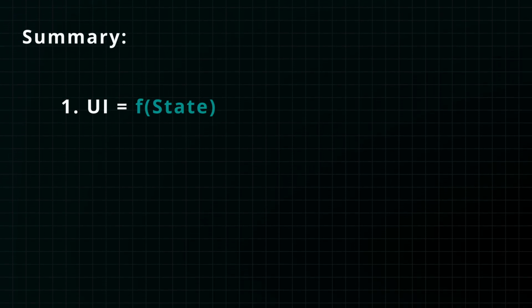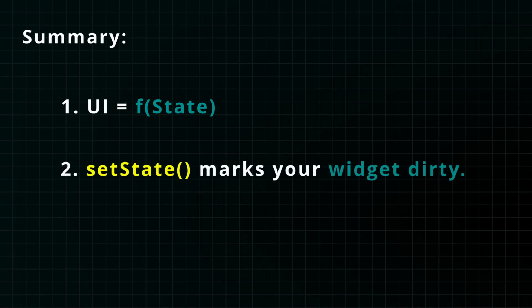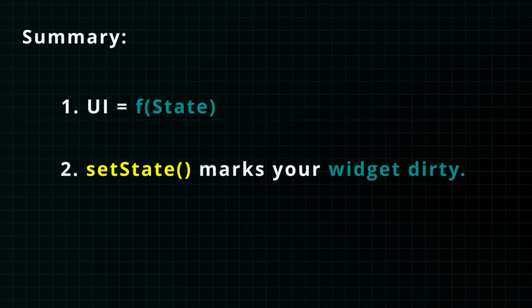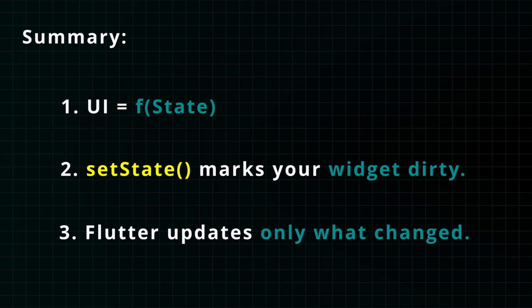So today we learned: 1. Your UI is a function of your state. 2. setState marks your widget dirty and schedules a rebuild. 3. On that rebuild, build runs again and Flutter updates only what changed.